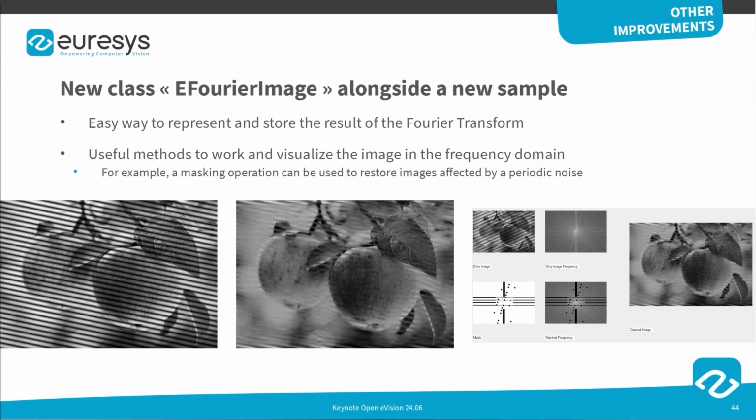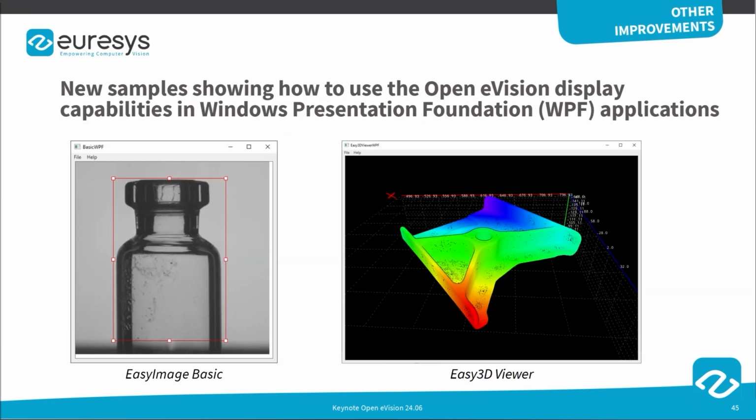We had some requests to introduce a Fourier image class, which helps with the usage of the Fourier transform. We had the Fourier transformation in OpenEVision some time ago, but now with the eFourierImage, you can easily query the results to get different modalities, different images in the frequency domain. So it really helps if you would like to use the Fourier transformation, for example here to remove periodic noise in images.